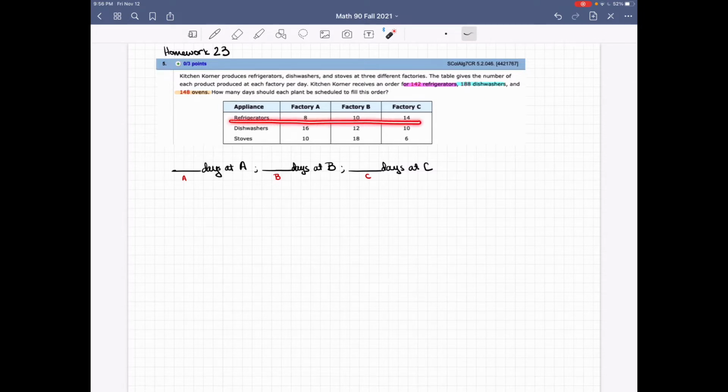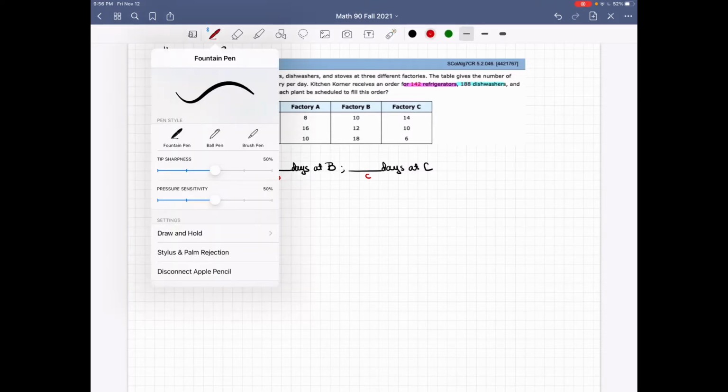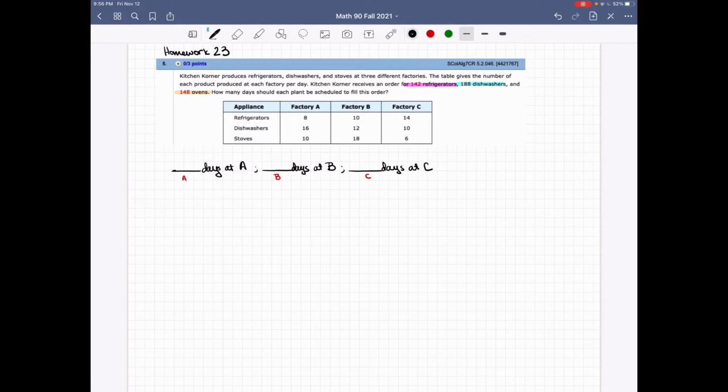So my first equation is going to be my refrigerators equation. In A days at factory A, I will have made 8A refrigerators. In B days at factory B, I will have made 10B refrigerators. And C days at factory C, I will have made 14C refrigerators. The total number of refrigerators that I want is 142. So that tells me that 8A plus 10B plus 14C is equal to 142.